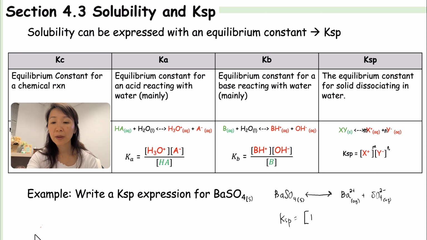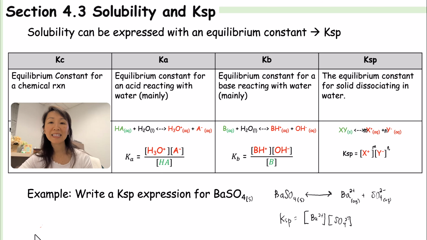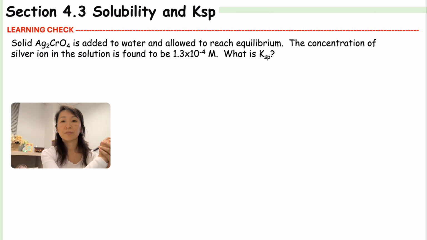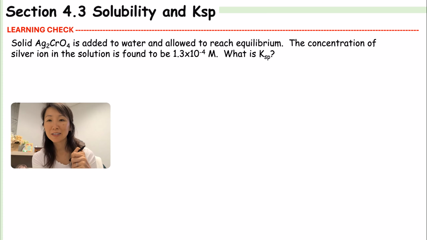concentration of barium and concentration of sulfate, 2 minus. And that's it. We don't put the solid on the bottom because it's a solid. We can't put that in an equilibrium concentration. All right, so let's do our learning check.